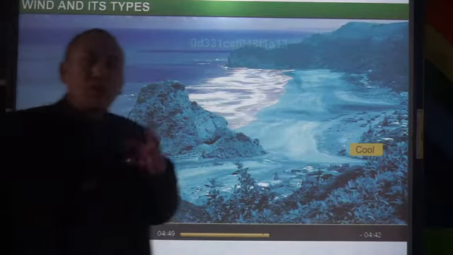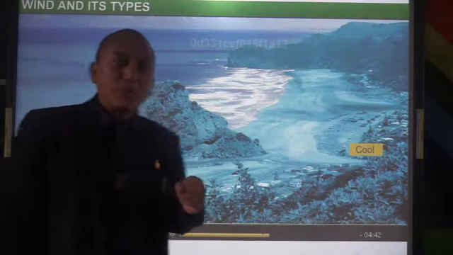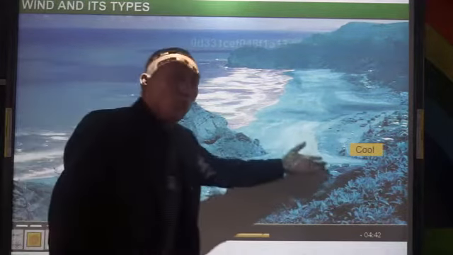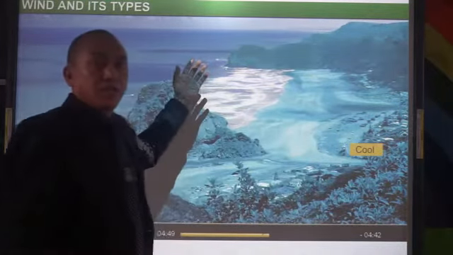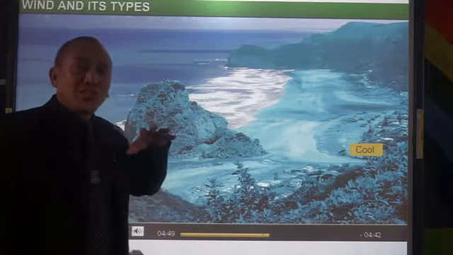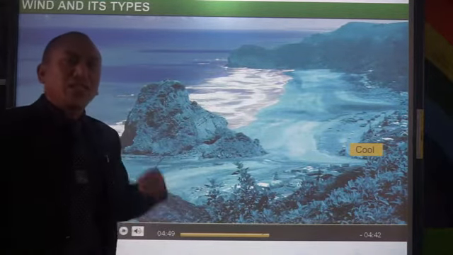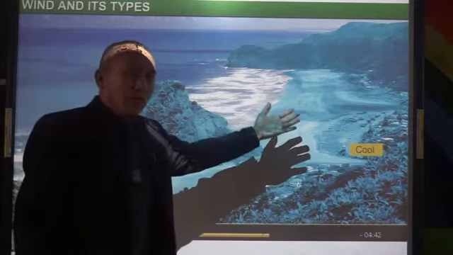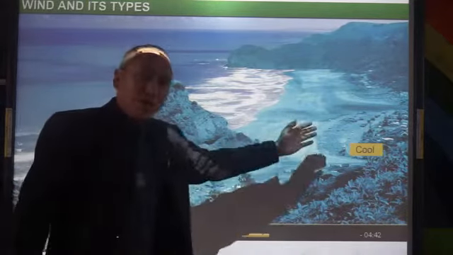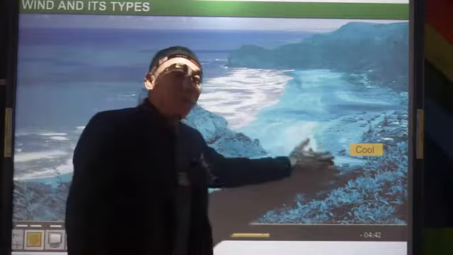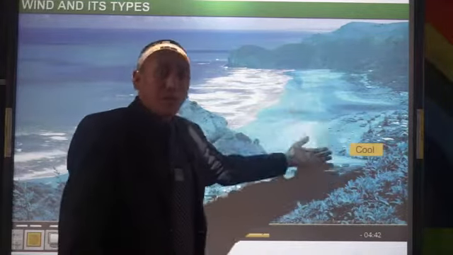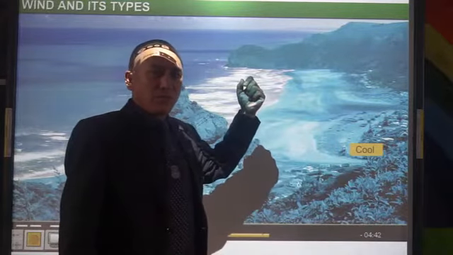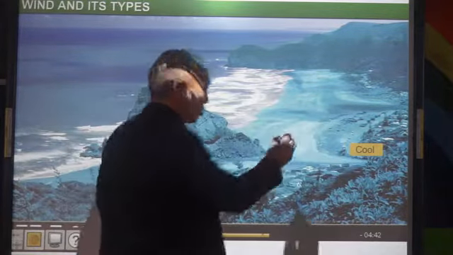Okay, so what happens during night time? During night time, what happens is that the land gets cooled faster than the sea. Because we know that the water takes a long time to get heated and it takes a long time to get cooled as well. So during daytime, the land is warmer and therefore winds blow from the sea to the land. But at night, what happens? The land will lose the heat very fast. And as the land loses the heat very fast, what happens? It gets cold.